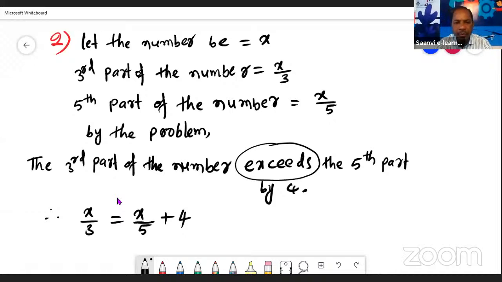So have you all understood this step? Right? So third part of the number means x by 3. What is it saying about this third part of the number? Exceeds fifth part of the number by 4. Fifth part of the number is x by 5. Exceeds means increasing. Increasing means plus. How much increasing? 4. So plus 4.